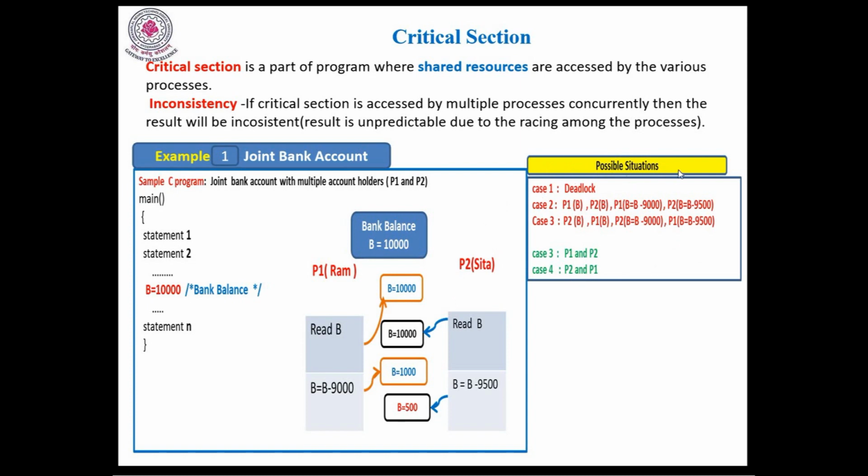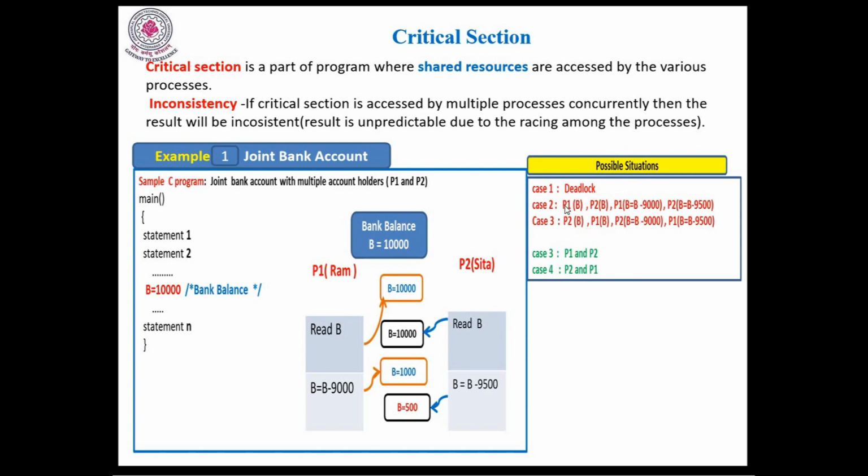This should be avoided. So this should be made into consistency. Let us see the possible situations. Case 1 is when both try to access the common variable, there is a possibility of a deadlock situation. Both trying to access at the same time, then there is a possibility of deadlock.